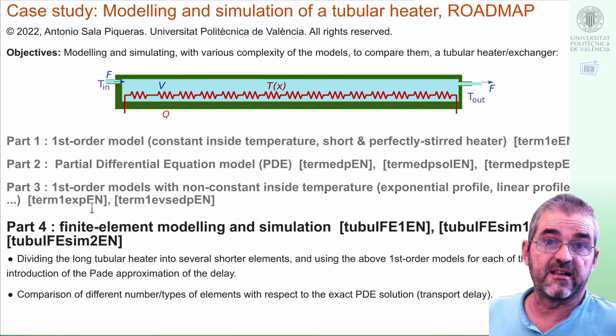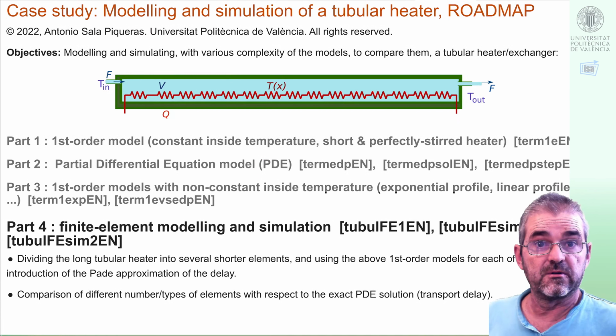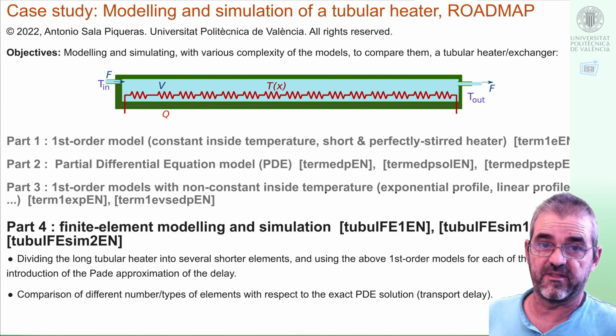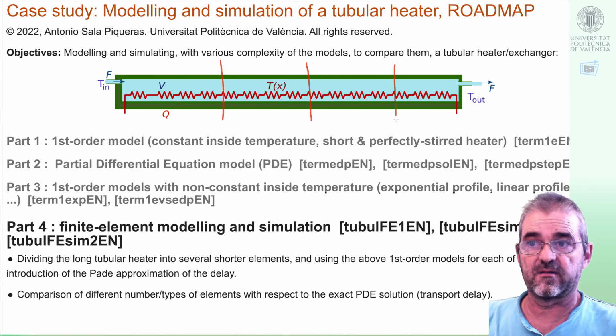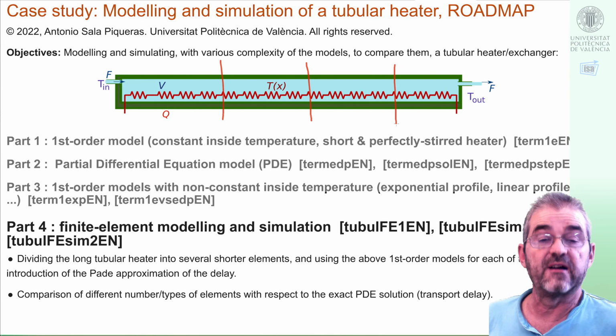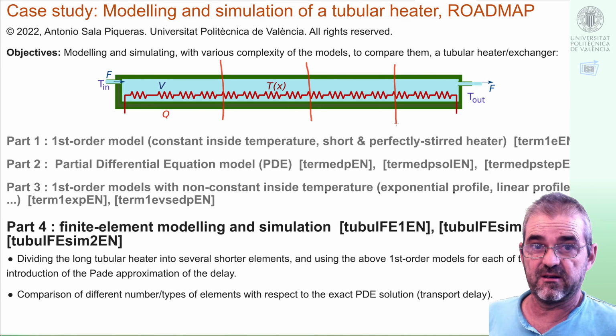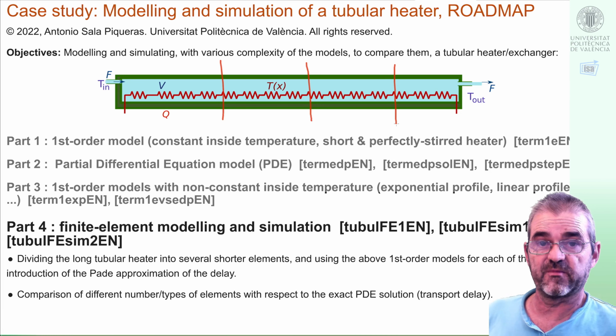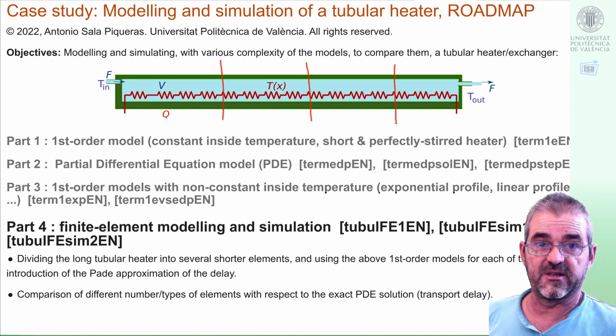Then we'll delve into part 4, in which we'll discuss the finite element approach to modeling the pipe, which basically will end up being splitting the pipe into a finite number of smaller pipes and then plugging in the first order equations of these elements we discussed in parts 1 and 3. If the elements are infinitely many of them with infinitesimal length, we will get the partial differential equation, and if we stop somewhere in the middle, we get finite elements.